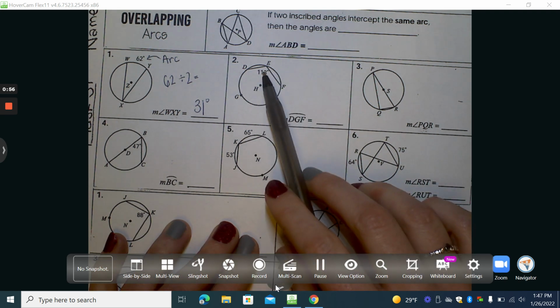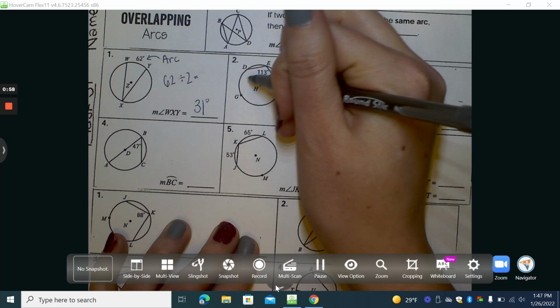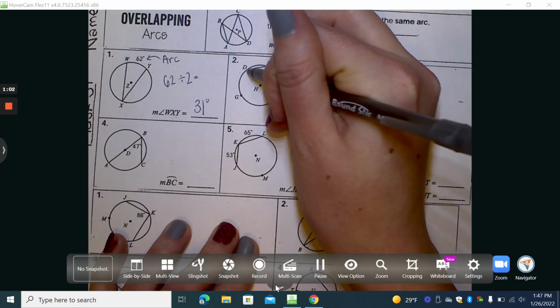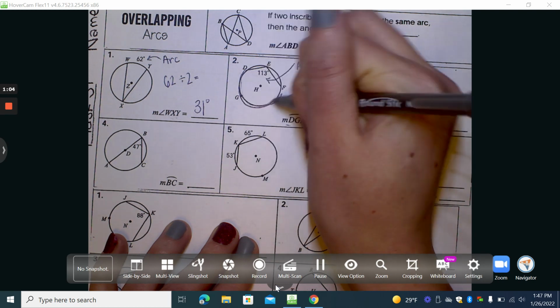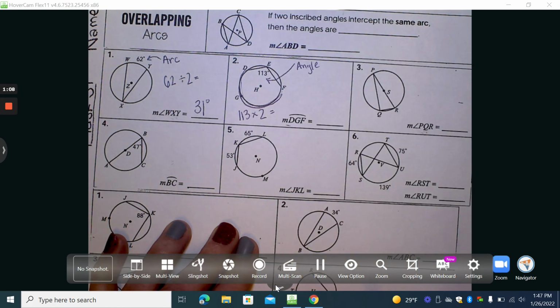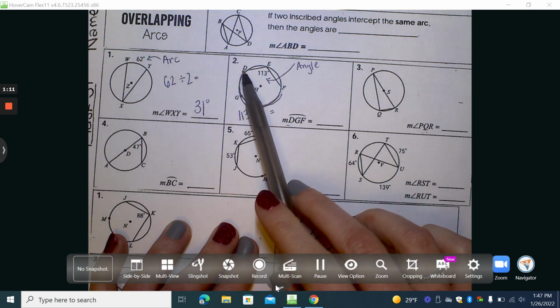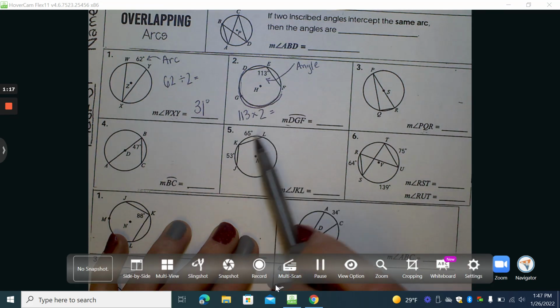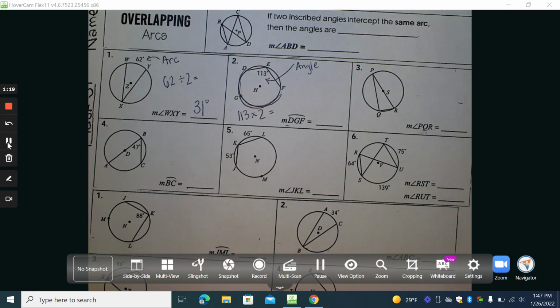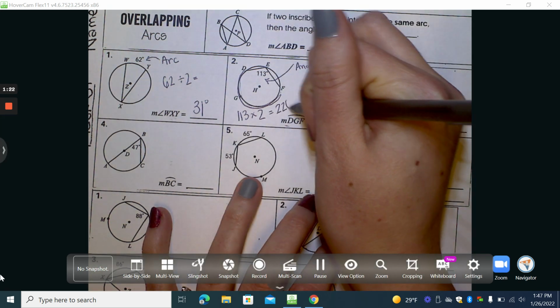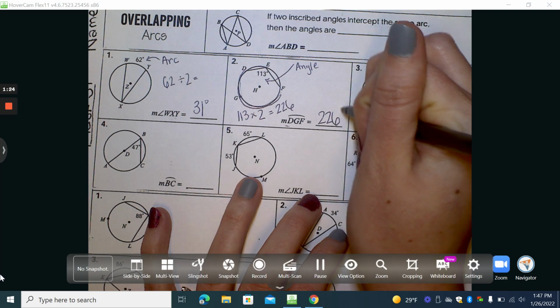If we're given the angle and we're asked to find this arc, I'm going to have to multiply times 2 because this angle should be half the size of my arc. This arc should be double what my angle is. So 113 times 2 is 226 degrees.